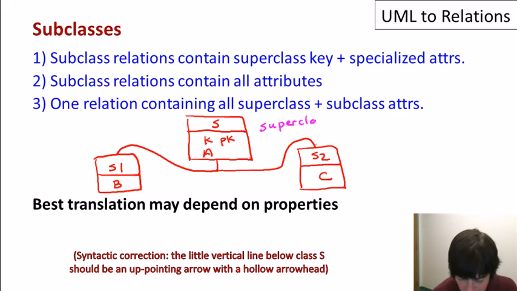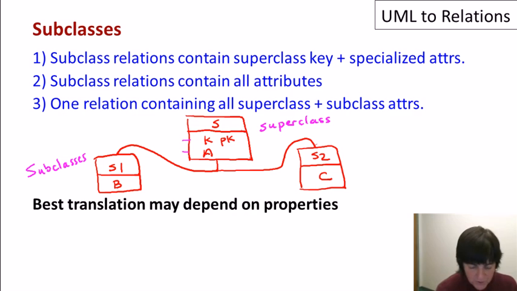S is our superclass, and then we have two subclasses, S1 and S2. And just as a reminder, what this says is that we have objects of type S, and they have a key attribute called K and another attribute called A. Then we have subclasses of those, one called S1, which will have attributes K and A, and will also have an attribute B, and a different subclass, S2, that will have attributes K and A inherited from its parent, and then an additional attribute C.